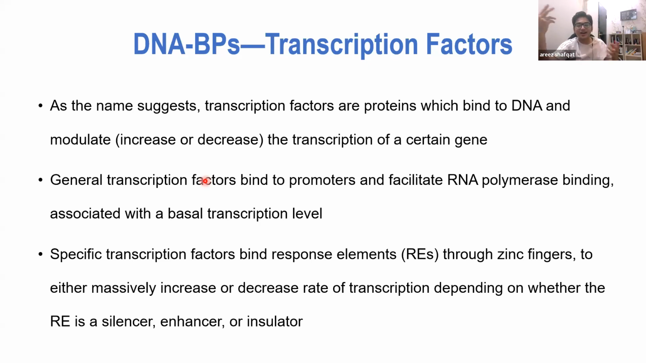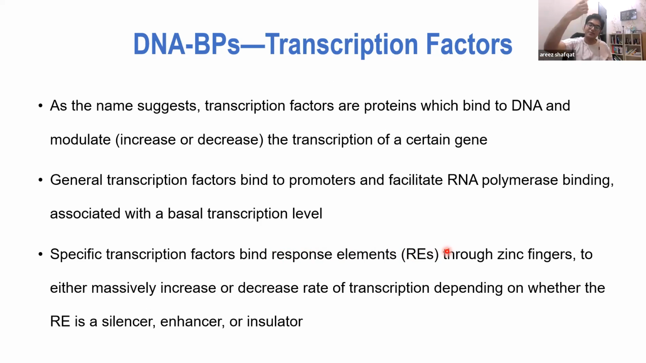But then suppose I eat a high carbohydrate meal and my blood glucose shoots up. Now I need a lot of insulin to deal with that blood glucose. And so my gene expression of insulin needs to go very high. So in that context, I need things called specific transcription factors. These specific transcription factors are also proteins, but they don't bind promoters. They bind areas of DNA called response elements or REs, okay? Response elements. And the way that they bind them is that they use specific parts called zinc fingers.